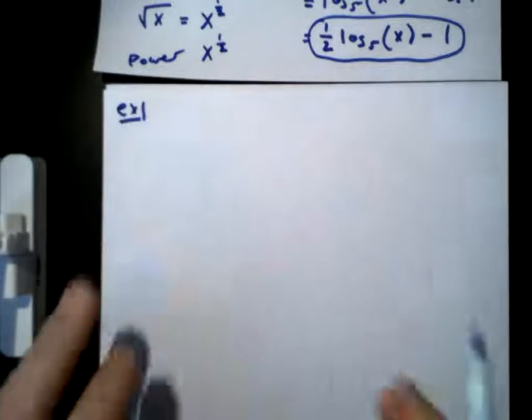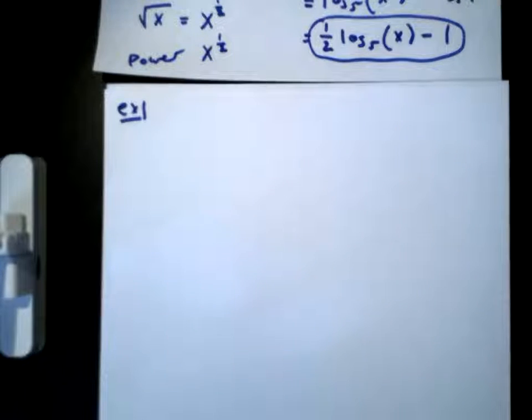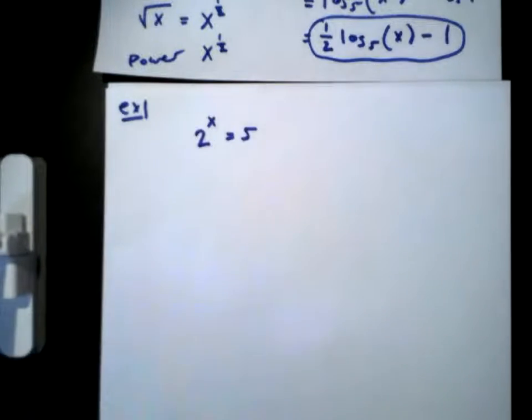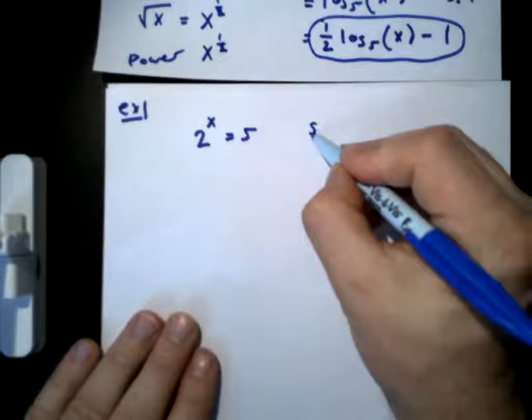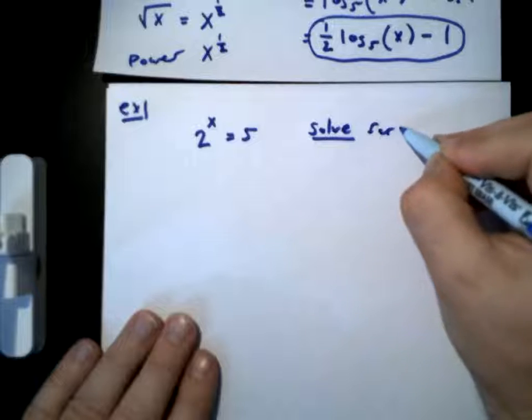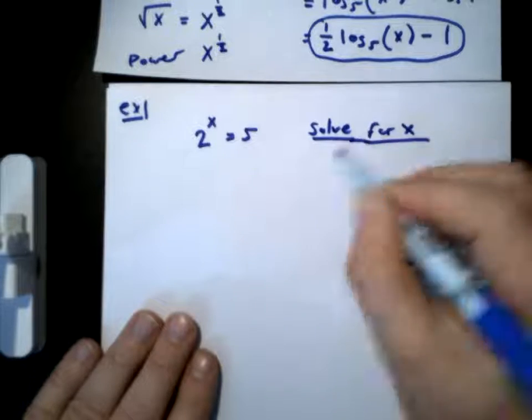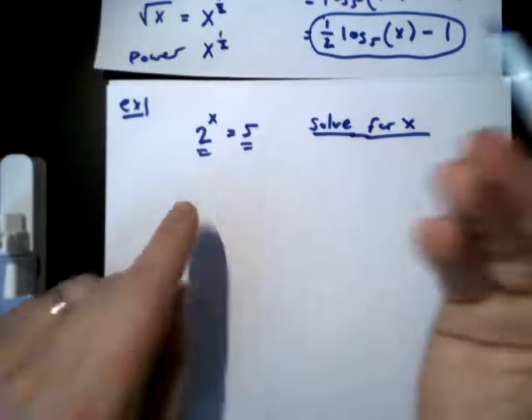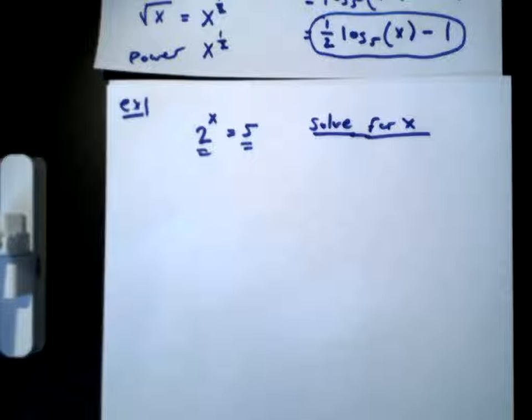So for example, let's do something like, what if we had 2 to the x equals 5. And now we're thinking, okay, what am I going to do here? Well, remember, you're solving. You need to solve for x. X is right there. Now you're probably thinking, okay, these two bases are not the same. So you might be thinking, well, I'm stuck. What can I do? Here's what you can do.